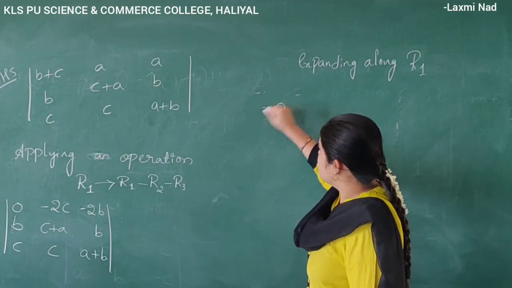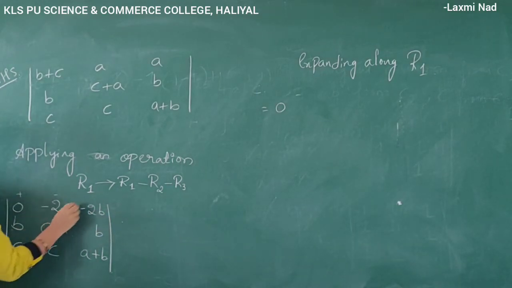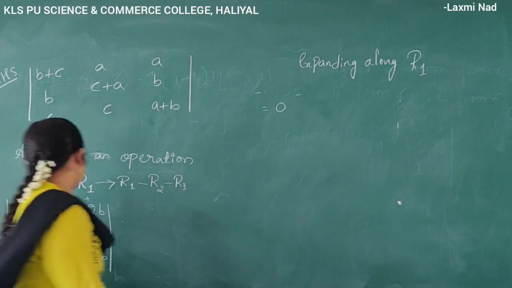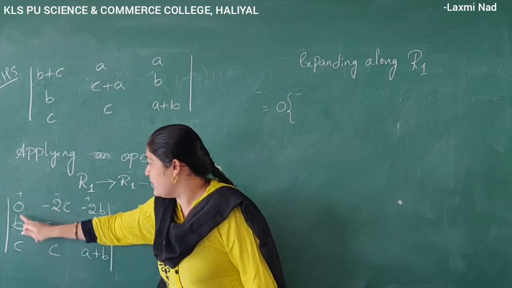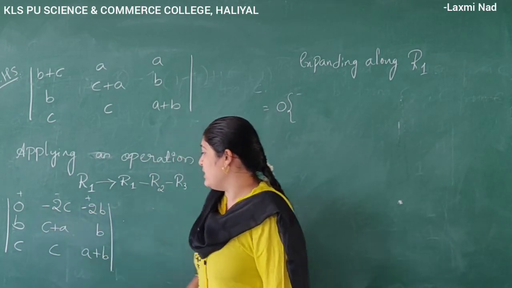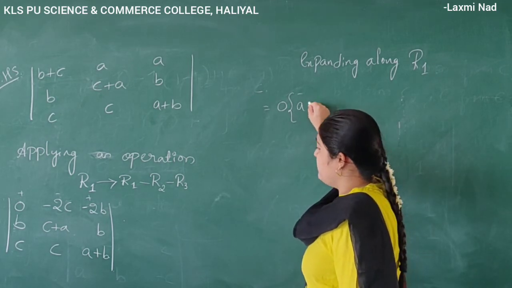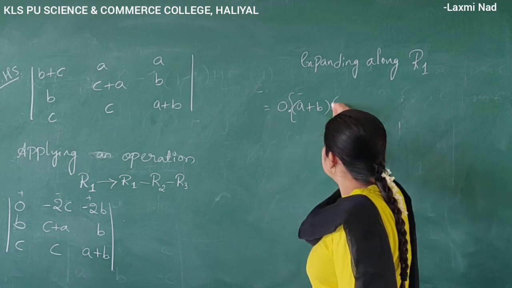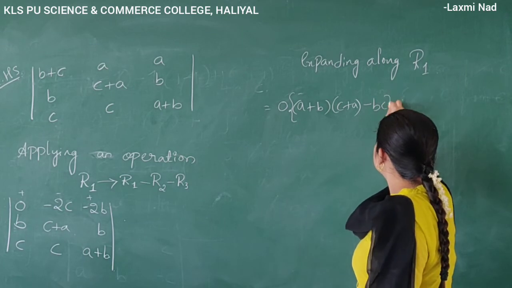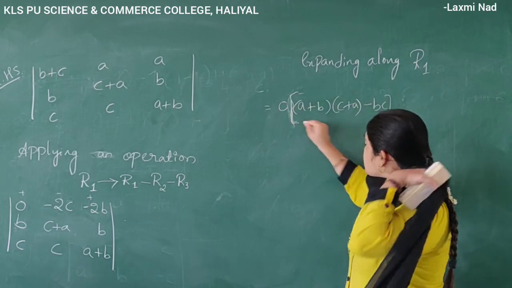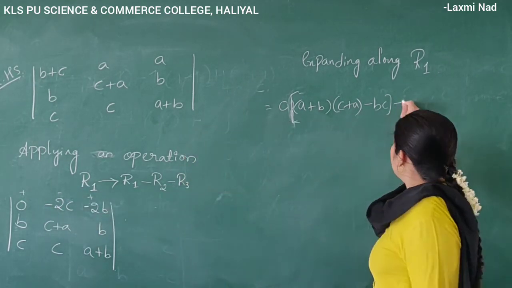The first one is 0. The signs for expanding along the row are plus, minus and plus. So the first one is 0. Deleting that row and column, what do you get? A plus B into A plus C minus BC. Then A plus B, C plus A, minus B, and minus C here. Minus of minus becomes plus, so plus 2C.